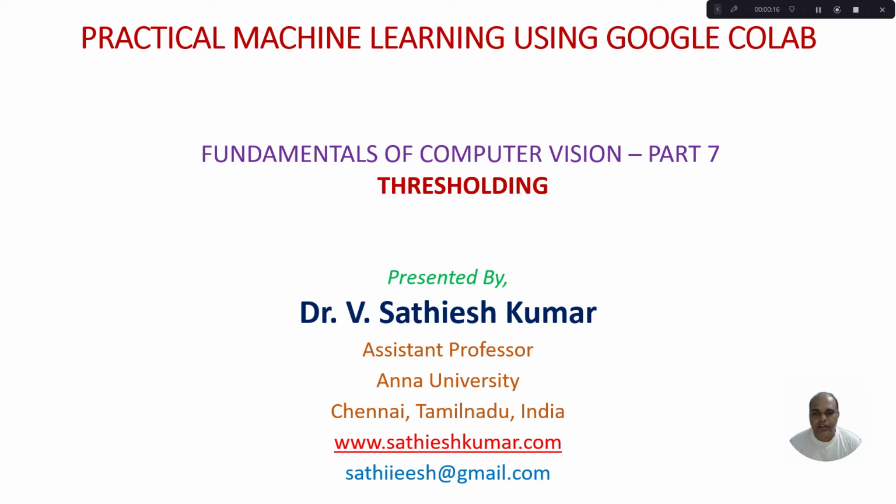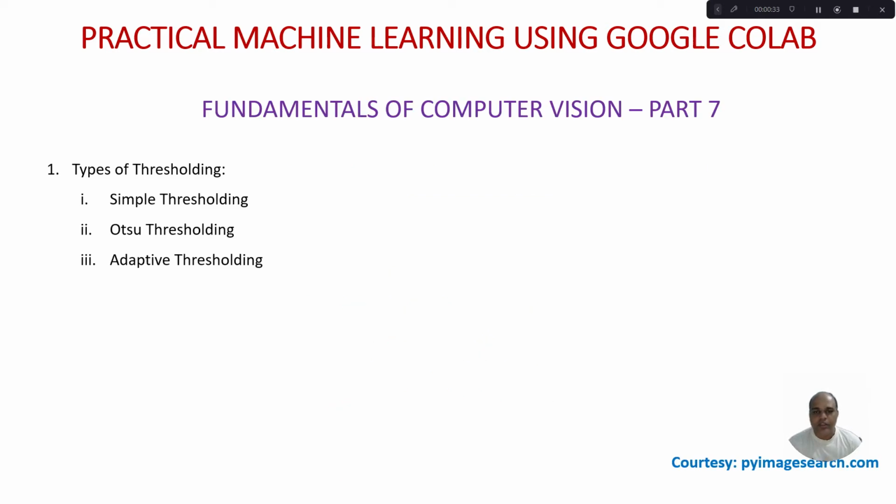In this tutorial, I will be discussing a method called thresholding, which is a very important segmentation technique. We will try to do some practical applications as well using this thresholding method. So we will be discussing thresholding and the types of thresholding. We have three major types: simple thresholding, Otsu thresholding, and adaptive thresholding. So let us dive into the Google Colab environment and try to discuss these three different methods.